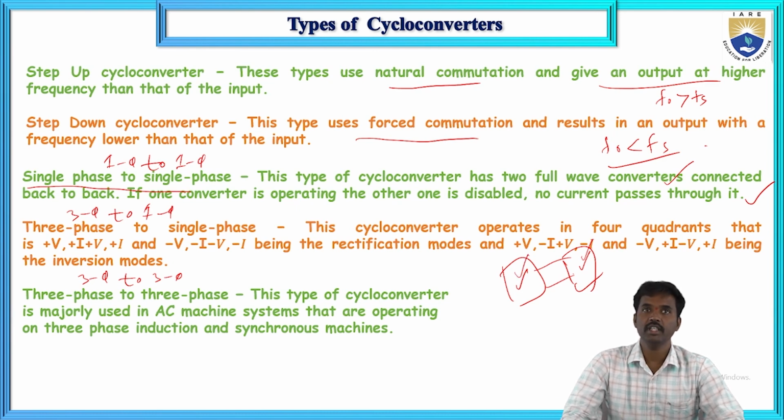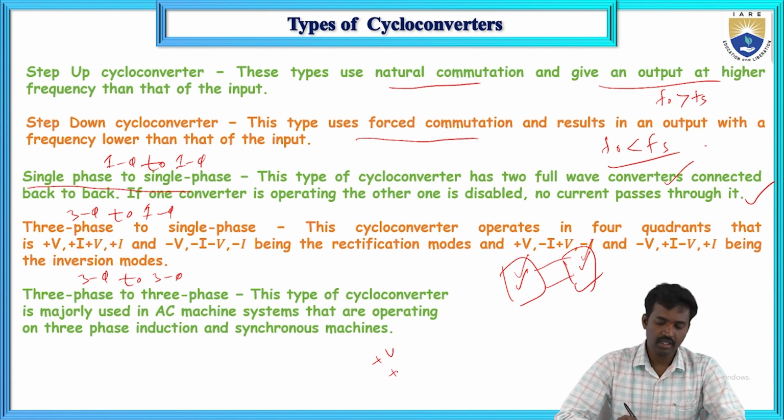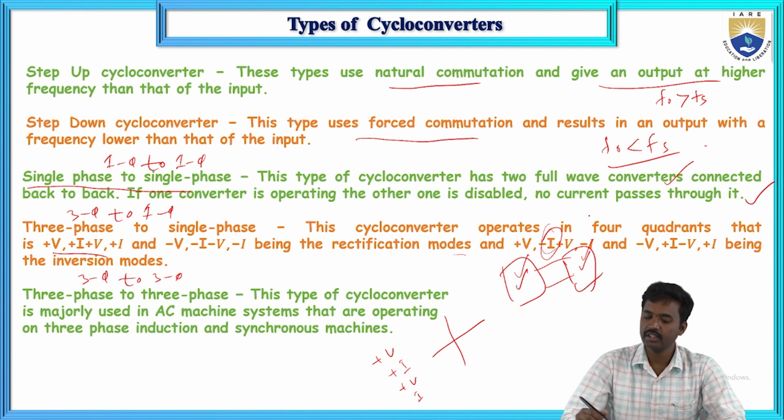And next, what about the three phase to single phase? In this, the cycloconverter operates in four quadrants. In the first, plus V and plus I, all are positive, and in the next, minus V and minus I, all are negative. That is the rectifying mode. In the other quadrants, the current is negative while the voltage is positive, or the voltage is negative, and this is the inversion mode.